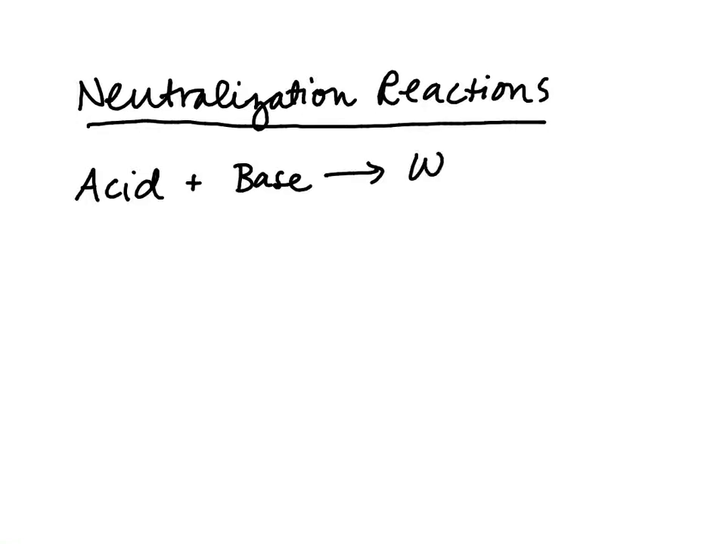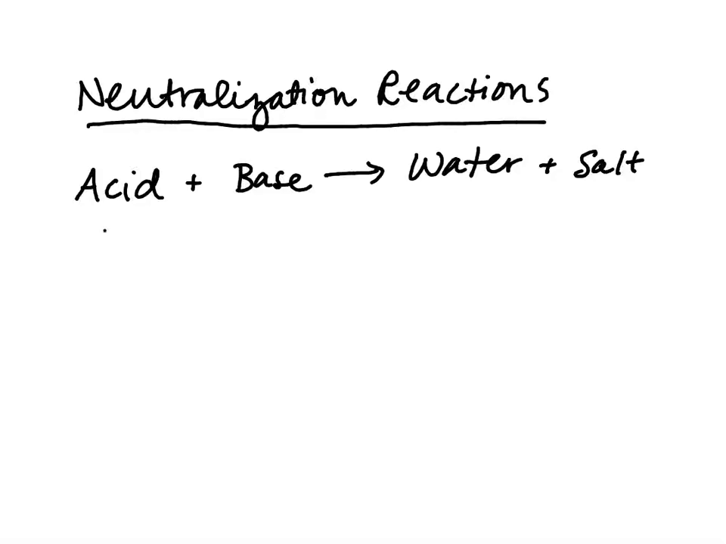One of the things that you're always going to get from this kind of reaction is water, and the other thing that you're going to get is an ionic compound, which is often referred to as a salt. Sometimes it could be the one that we actually call salt, but it also could just be any old ionic compound. So let's take a closer look at a couple of examples.